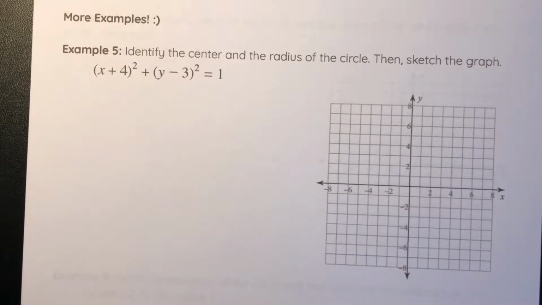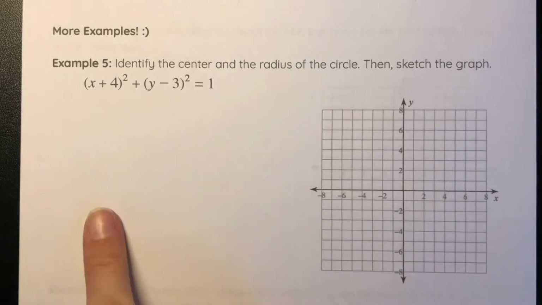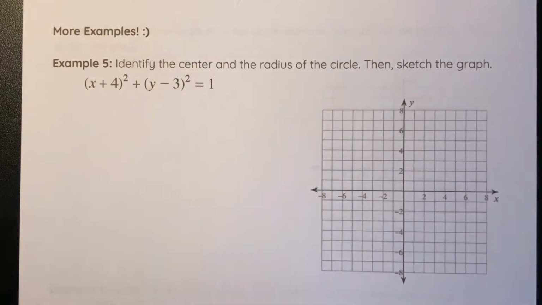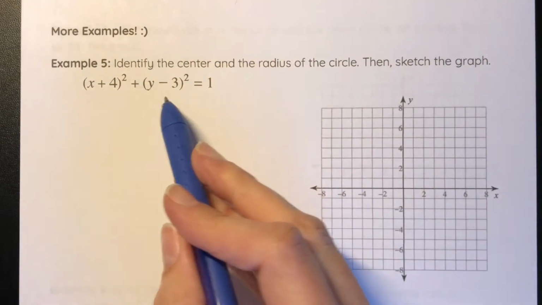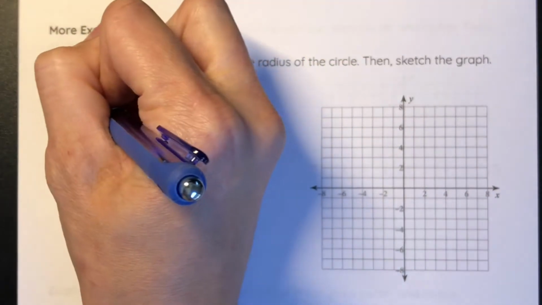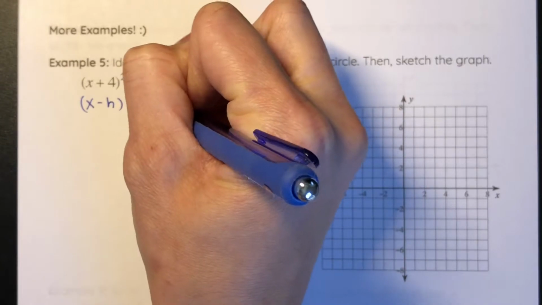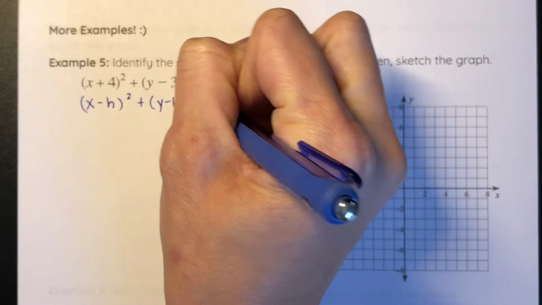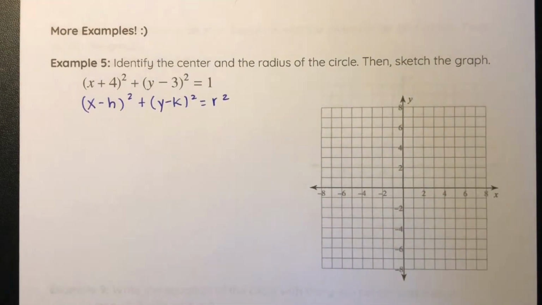So I have some more examples for our day 1 of circles lesson. Our first example says, identify the center and the radius of the circle, then sketch the graph. So from here, we worked with our standard form of our circle. So I'm going to go ahead and write that down here. And I like to write it because it helps me to see what numbers are h, k, and r.